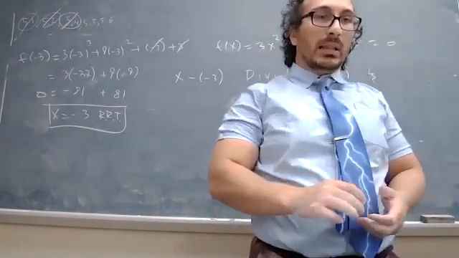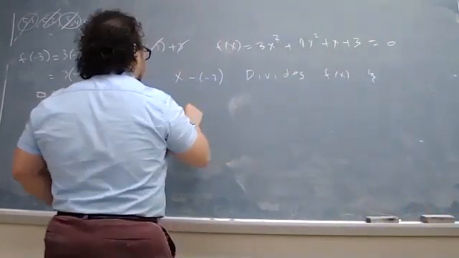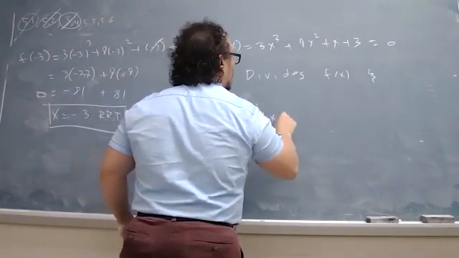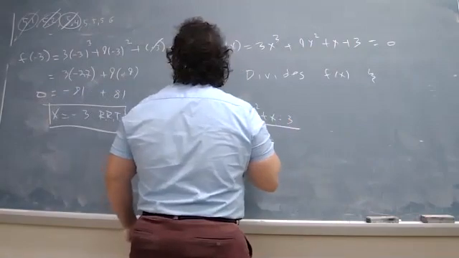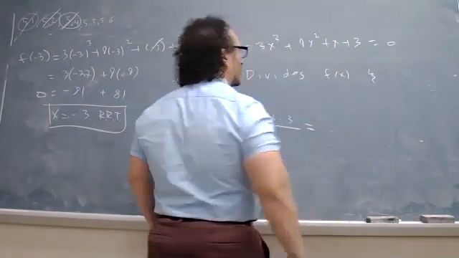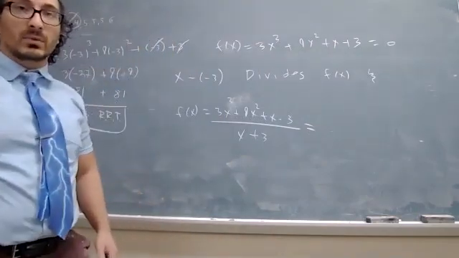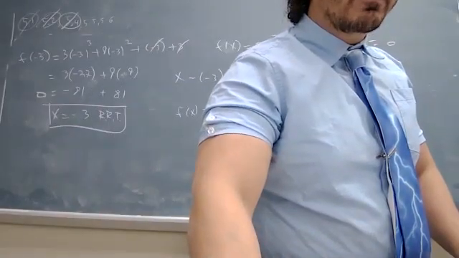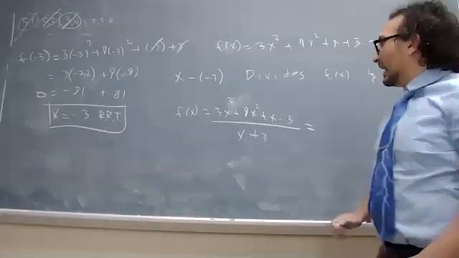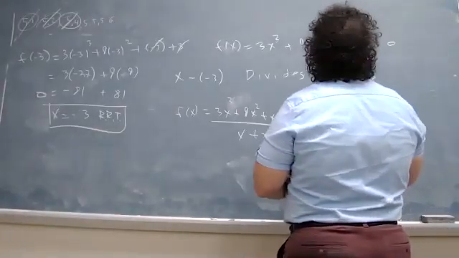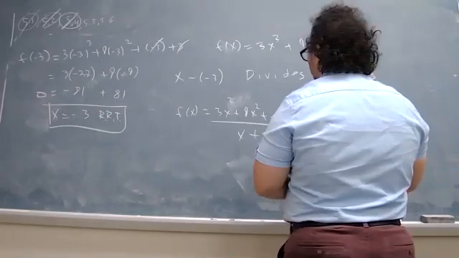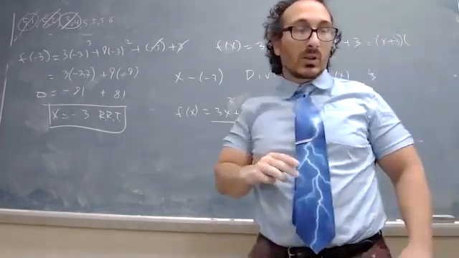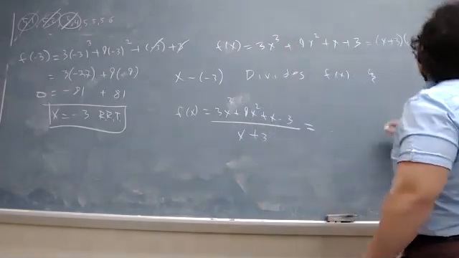So what does that mean? That means 3x cubed plus 9x squared plus x plus 3 divided by x plus 3 gives us something meaningful. What ends up happening is when you do polynomial long division, you end up getting that the numerator is equal to x plus 3 times 3x squared plus 1.